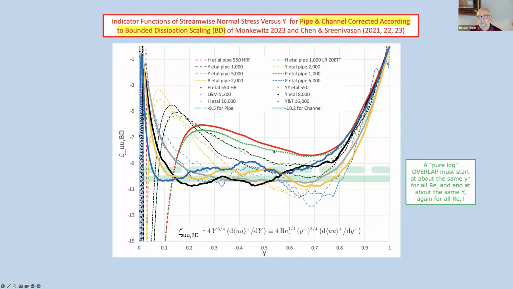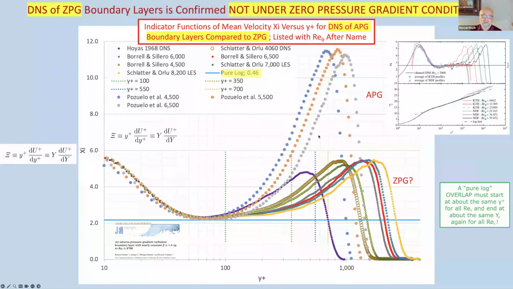Once you get to a Reynolds number of about 1,000, you don't gain any more in the channel by going to 16,000. And that's going to be one of my messages in the last one or two slides.